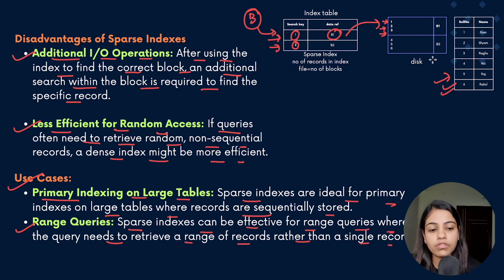Consider if you want to search for a specific range of records, say all the roll numbers between roll number 1 and roll number 6. Whenever you are performing range queries, you can use a sparse index, because here you only need to go to 2 rows, or only do 2 search operations, right? So you can see how fast you can get a group of data, or a range of data, when you are using the sparse index.